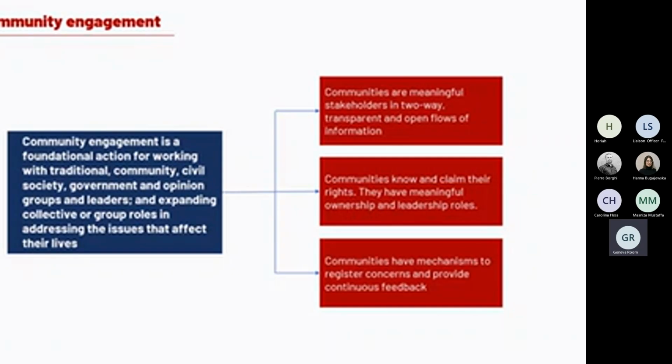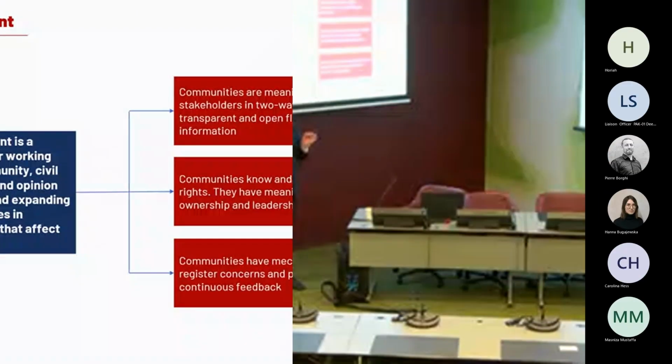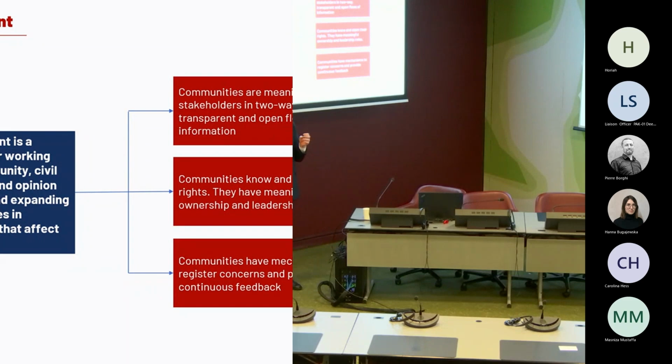Programming phases and planning, but very practical, like places to start that we've identified. The first one is communities are meaningful stakeholders in two-way, transparent, and open flows of information. So this is possible to achieve, and there are several specific practical examples I'm going to show now as far as how we're moving towards that goal of having those flows functional.